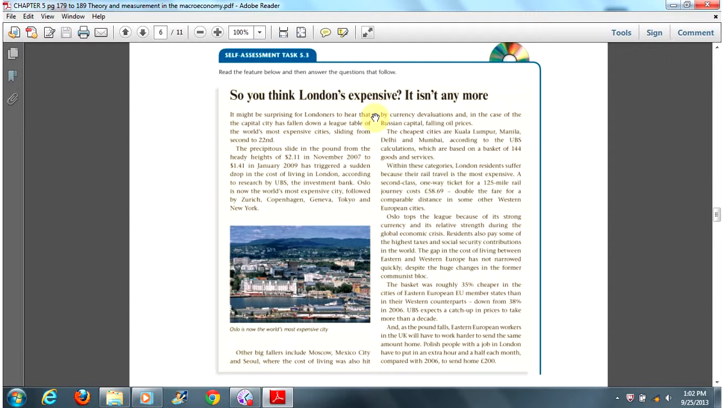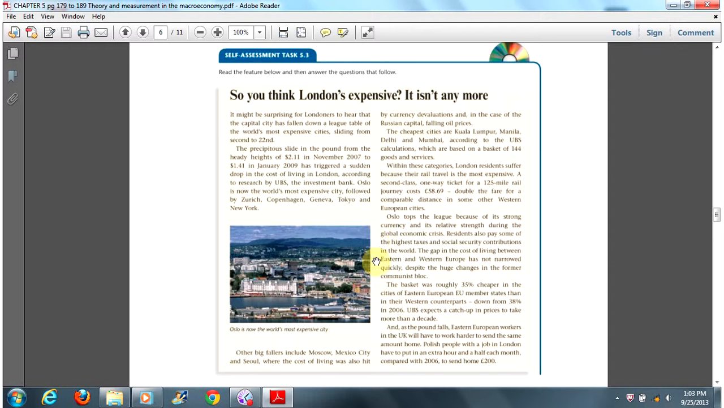The cheapest cities are Kuala Lumpur, Manila, Delhi, and Mumbai, according to UBS calculations, which are based on a basket of 144 goods and services. Within these categories, London residents suffer because their rail travel is the most expensive. A second-class one-way ticket for a 125-mile rail journey costs £58.69, double the fare for a comparable distance in some Western European cities. Oslo also tops the league because of its strong currency and its relative strength during the global economic crisis. Residents also pay some of the highest taxes and social security contributions in the world.